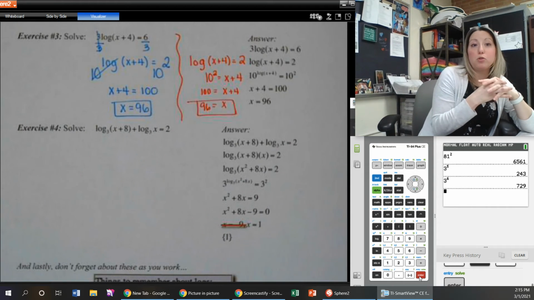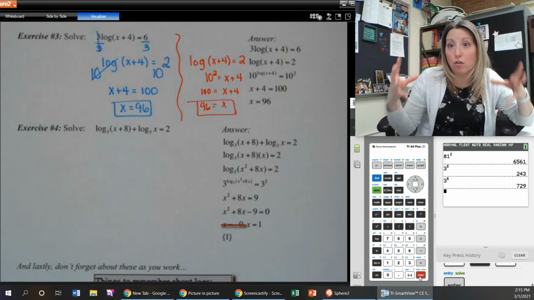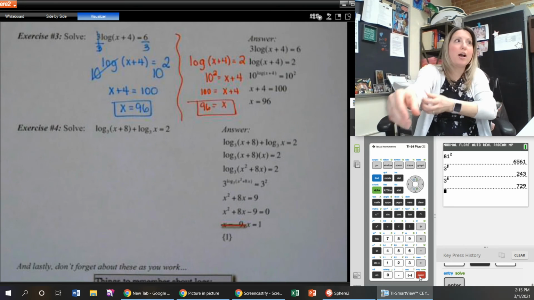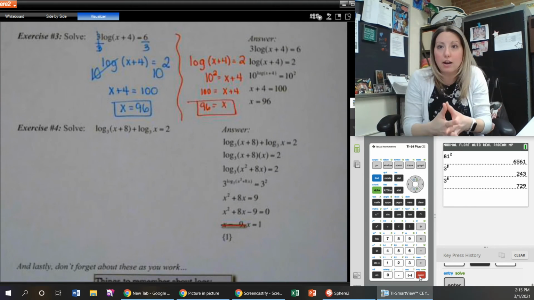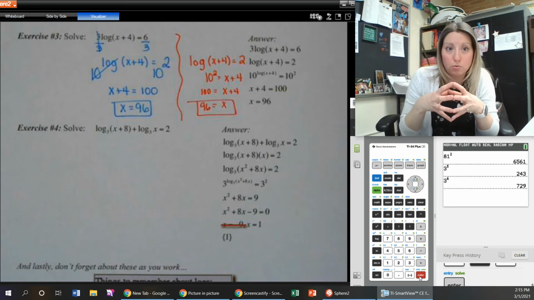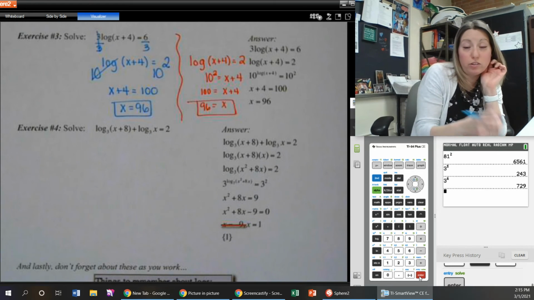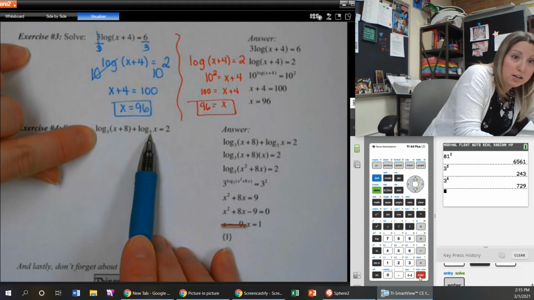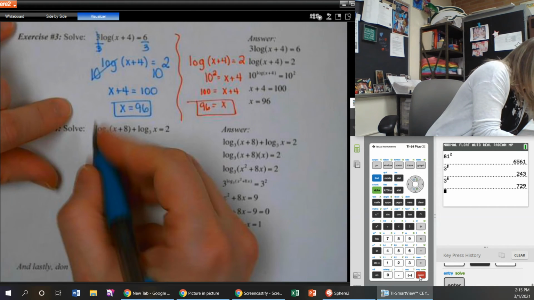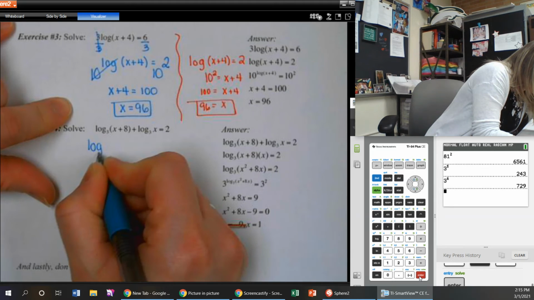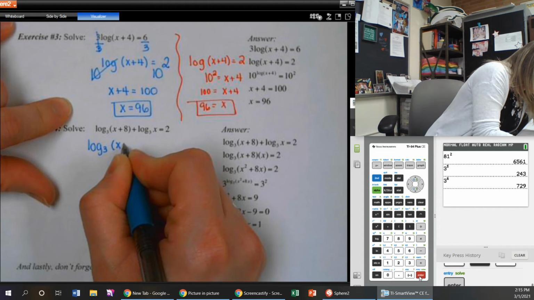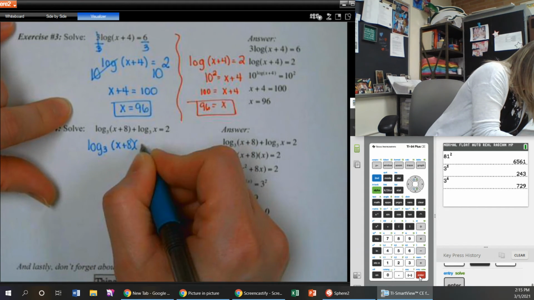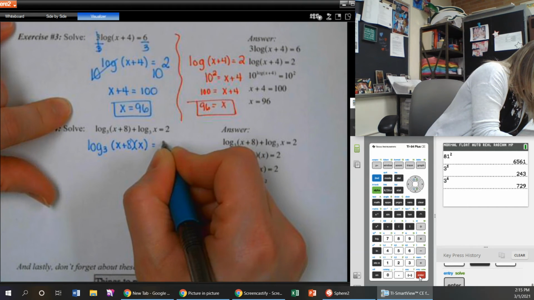I see a plus sign between 2 logs. So a log is not alone. There's multiple things going on. That means I need to use the product rule to condense those. Thankfully, they have the same base, so I can easily do that, right? So they both have a log base of 3, and we're adding. So that means we write it as log base 3 of x plus 8 times, the answer there is x. And all this equals 2.